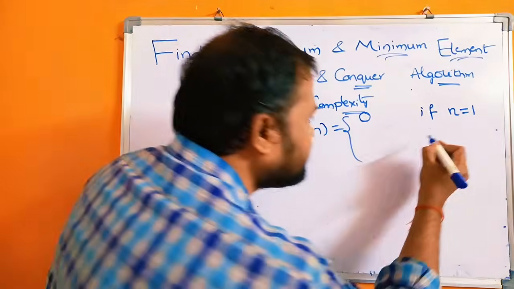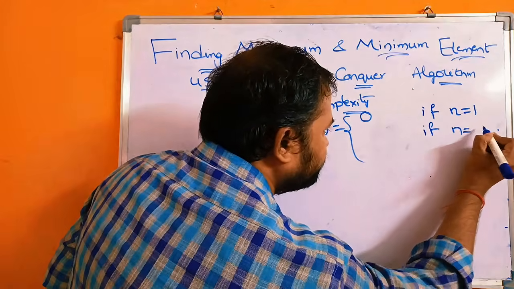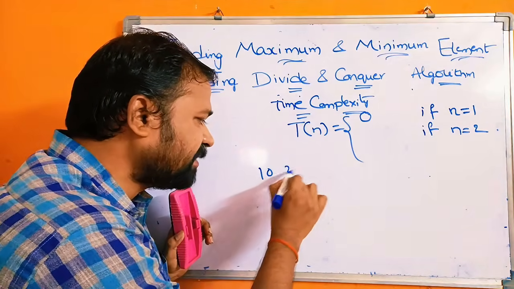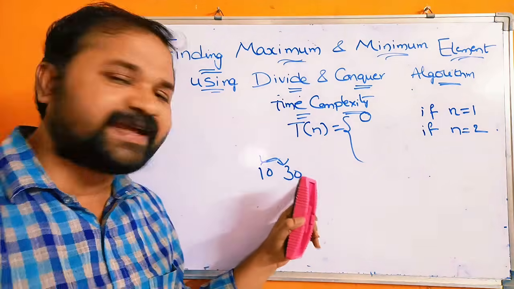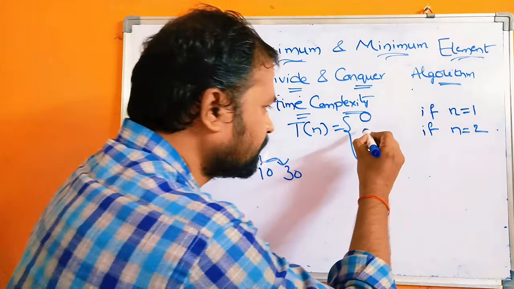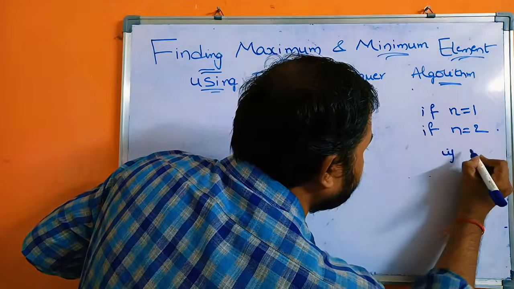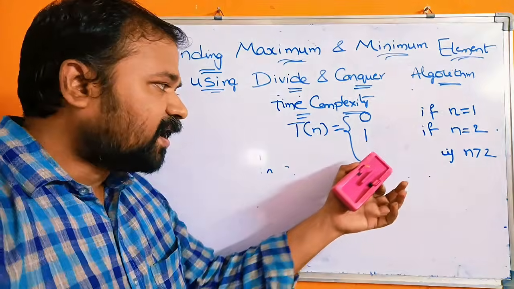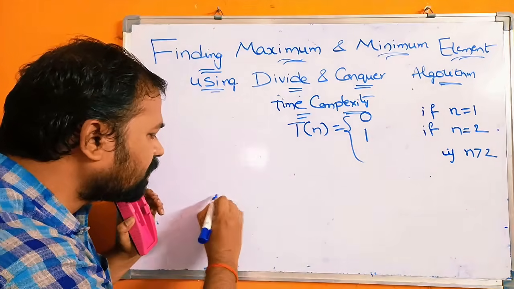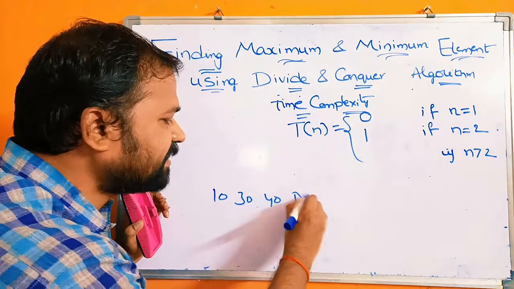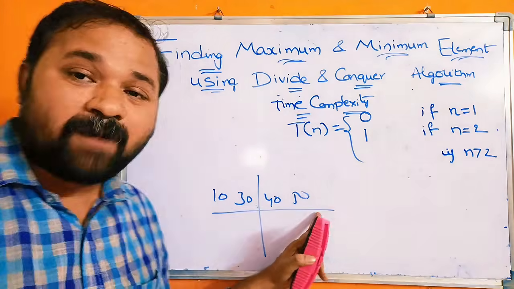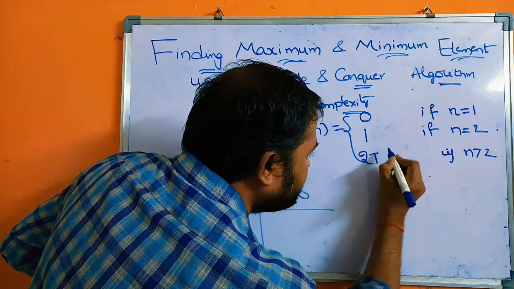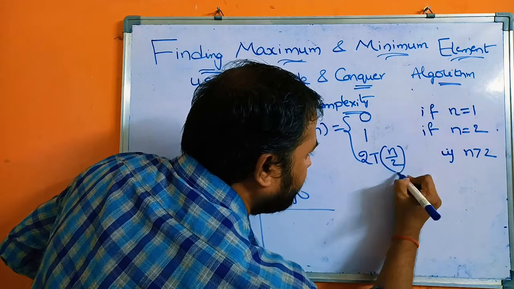Whereas if the list contains 2 elements, then we require one comparison. Let the list contain 2 elements, then we have to make a comparison between 10 and 30. So we need one comparison. Whereas if the list contains more than 2 elements, like 10, 30, 40, 50, then we have to divide the list into two parts. Here the recurrence relation is 2T of n by 2 plus 2.